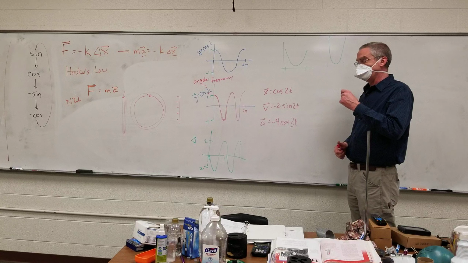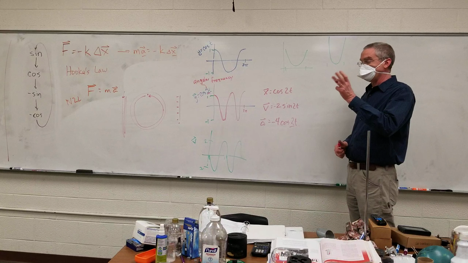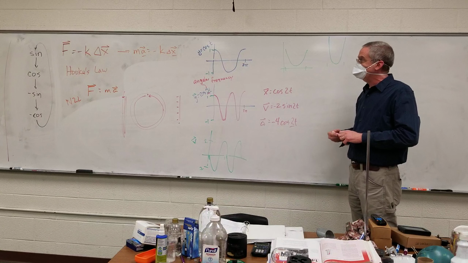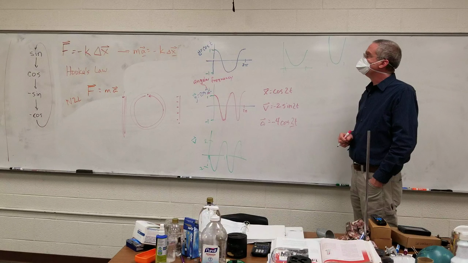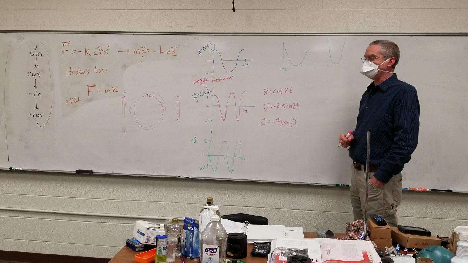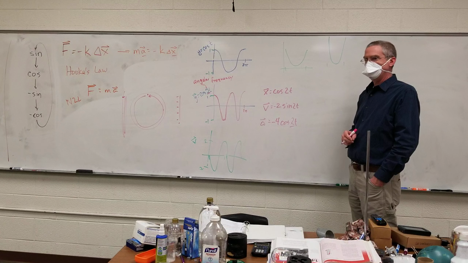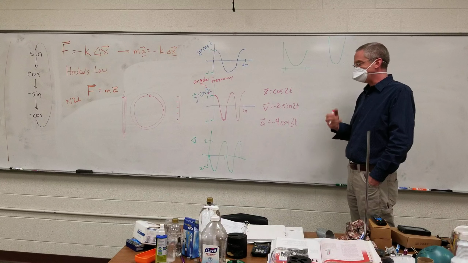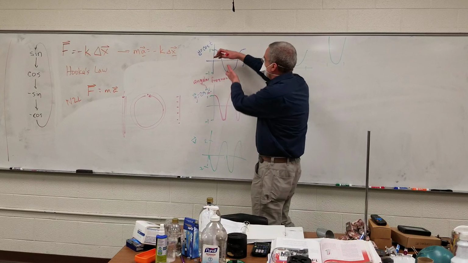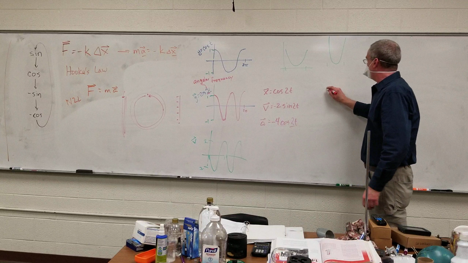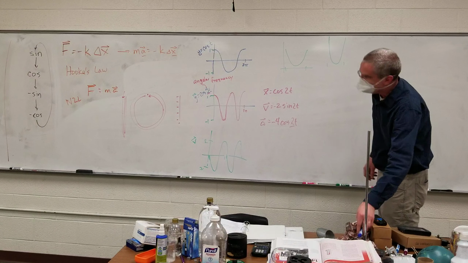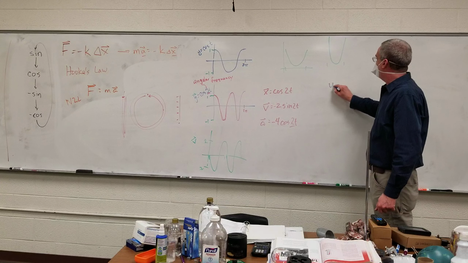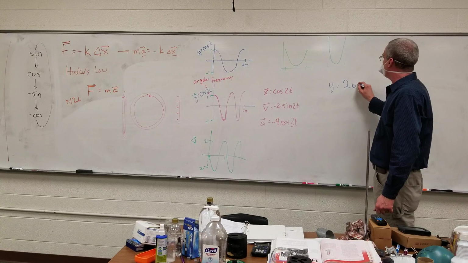And there are two other things, actually three other things, that we can do to this function. We can change the amplitude. When I say amplitude, what am I talking about? The height. So if I started out with something that was twice as big, why don't we start out with y is equal to 2 cosine of t.